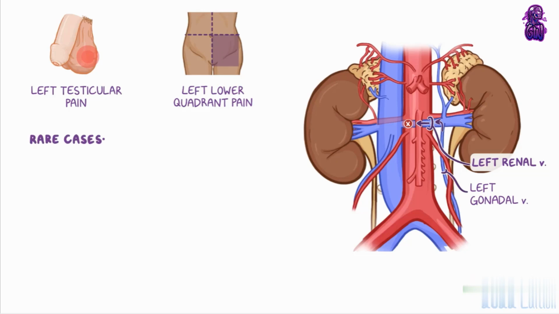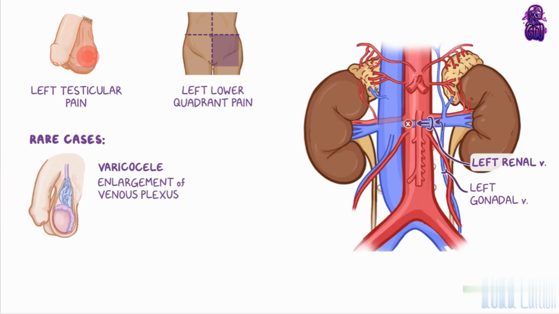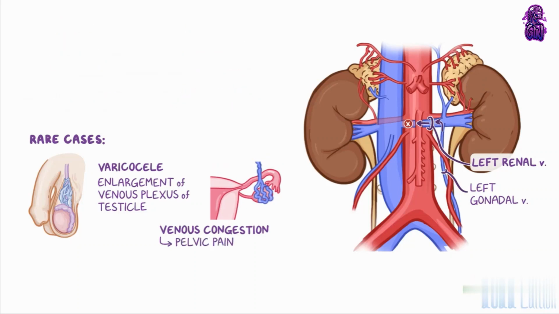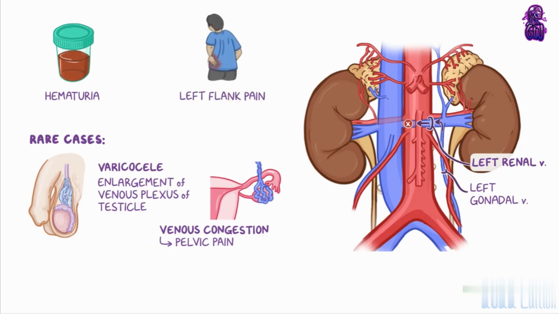In rare cases, this backflow through the left gonadal vein can cause a varicocele in biological males, which is the enlargement of the venous plexus of the testicle. In biological females, venous congestion in the ovarian vein can lead to symptoms such as pelvic pain. Symptoms of nutcracker syndrome can include gross hematuria and left flank pain that might improve or get worse when changing positions.